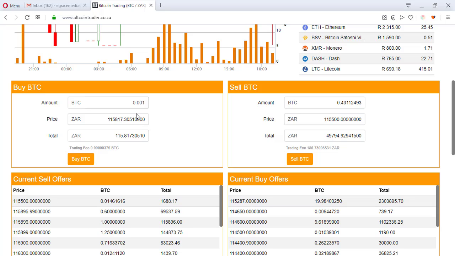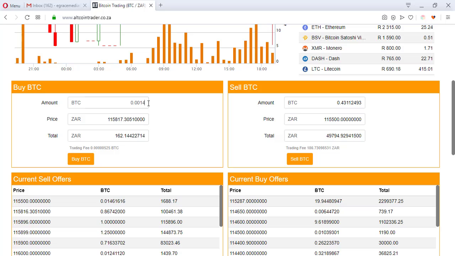Okay, so if I put 2 zeros and 1, which is 0.001, I'm going to need 115 Rand to buy Bitcoin at the current price. So what if now I add 5 here? I'm gonna need 173, of which I don't have 173, I have 160. Okay, so I'm gonna put 0.3.